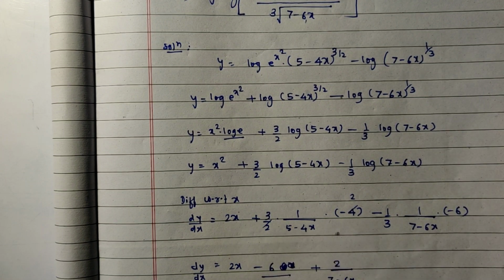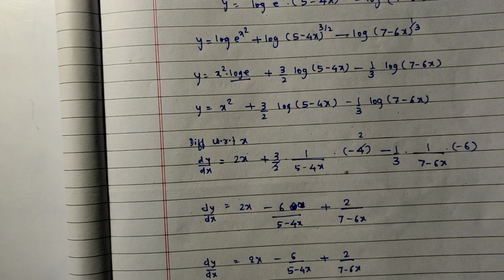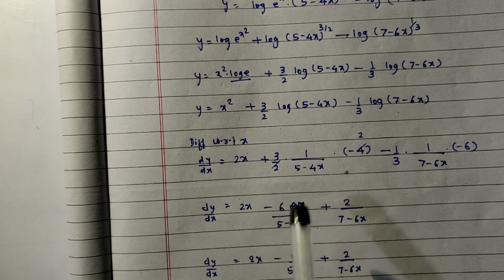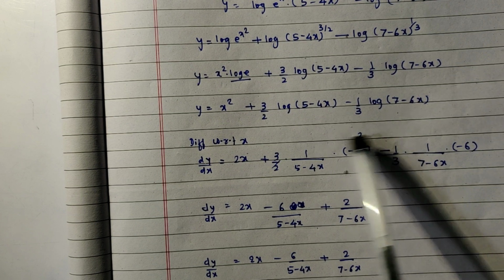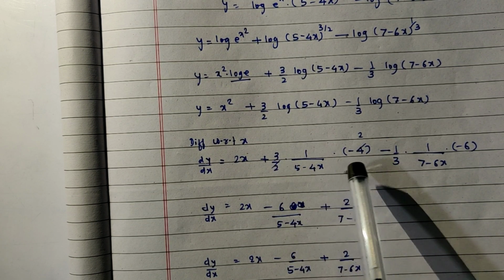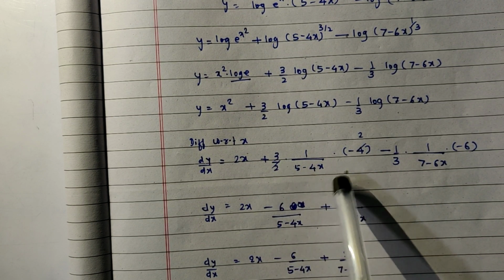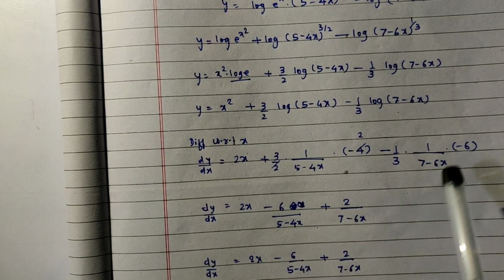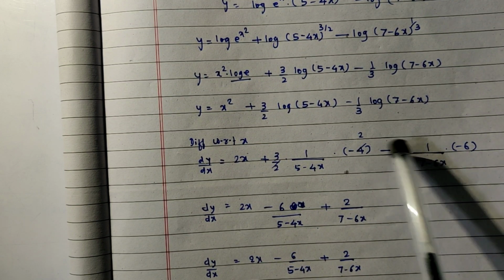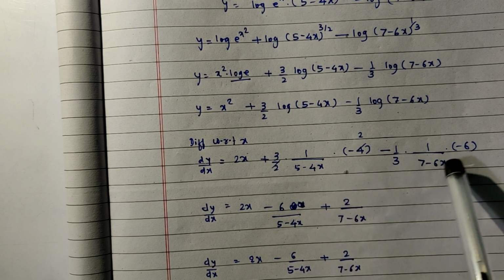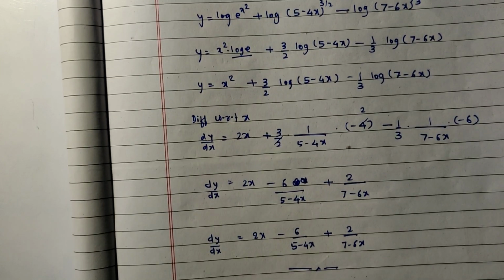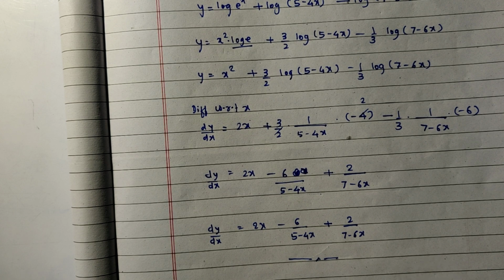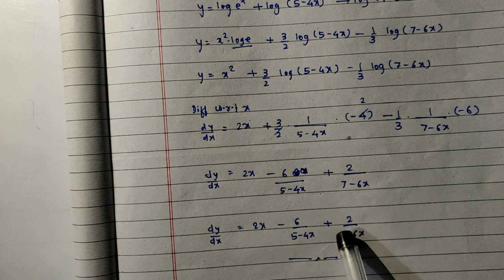So simplify it again. 2x, these 2 cancel, minus 2 and 3 minus 6. Minus 6 upon 5 minus 4x. Here 3 cancel, minus will be plus here 2 upon 7 minus 6x, and finally the answer is 2x minus 6 upon 5 minus 4x plus 2 upon 7 minus 6x.